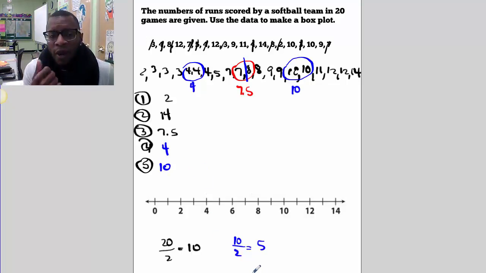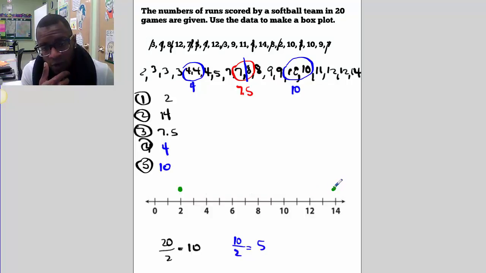All right, and so now that we found the 5 important values that we need, we're going to draw our box plot. In order to do that, what we're going to do is plot these 5 values on your line. So the minimum value is 2, so we're going to put a point at 2. Our maximum value is 14, so we're going to put a point at 14.